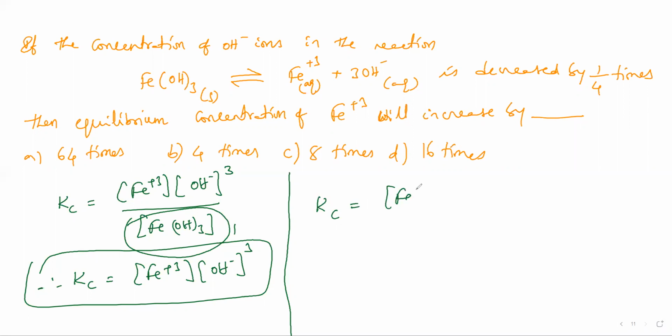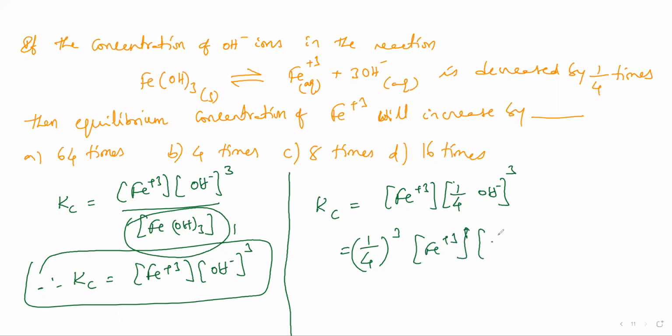Kc is equal to concentration of Fe plus 3. Now what we are doing here, the concentration of OH minus ion, we are decreasing by 1/4 times, 1/4 whole cube. So bring it here. 1/4 whole cube and Fe plus 3, concentration of OH minus. 1/4 cube means 1/64. 1/64 times Fe plus 3 OH minus whole cube.